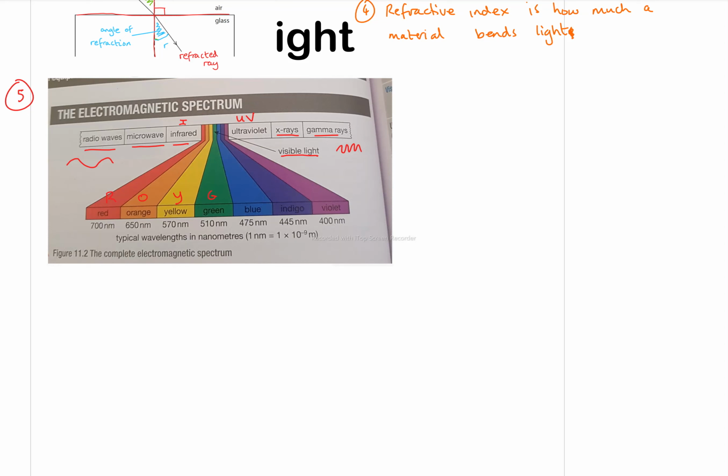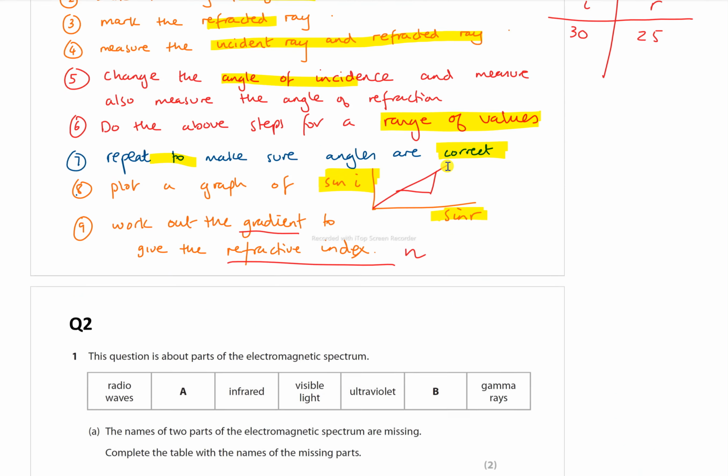Roy G. Biv, or however you want to say it. Right, so remember radio waves, microwaves, infrared, light, ultraviolet, X-ray, and gamma. Right, let's carry on then.